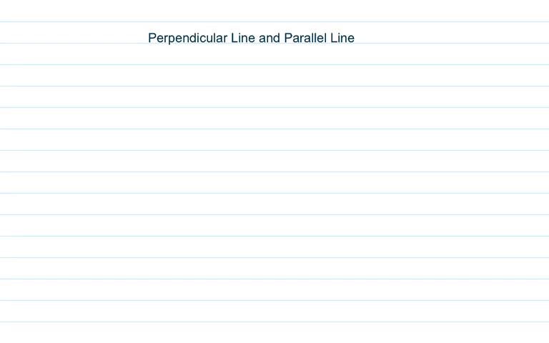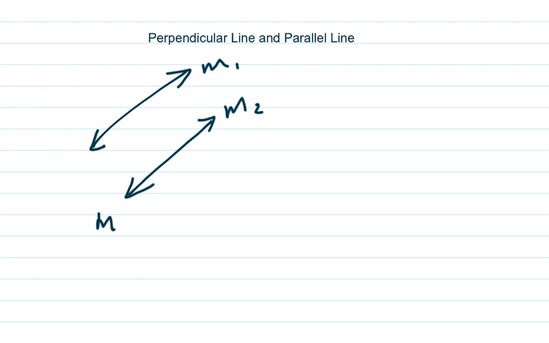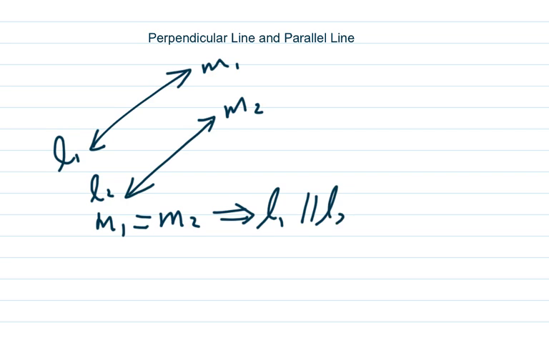This lesson is about perpendicular lines and parallel lines. Let's look at parallel first. We have the lines, with slope m1 and slope m2. If m1 equals m2, that means the two lines, I call this L1 and here's L2, L1 is parallel to L2. L1 parallel to L2 means the slopes are equal to each other.